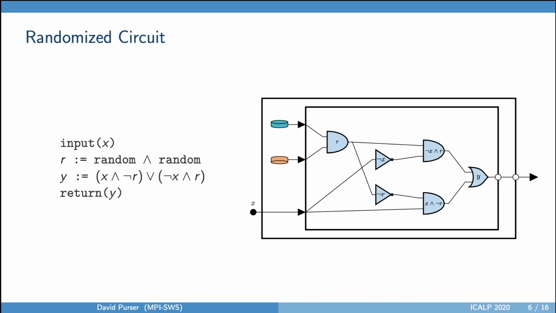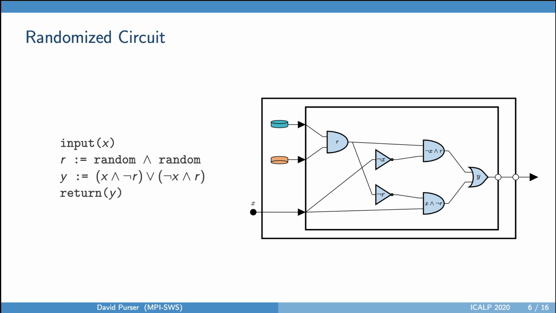Here is a trivial example of a randomized program and its equivalent circuit. This example takes as input x and flips it with probability 1/4. This is because x and not r, or not x and r, is equivalent to the exclusive OR between x and r, which is true with probability 1/4. This is a particular case of randomized response, which we'll look at later. This example program turns out to be ln3 differentially private. That is, differentially private with the parameter epsilon equal to ln3, or e to the epsilon being 3.